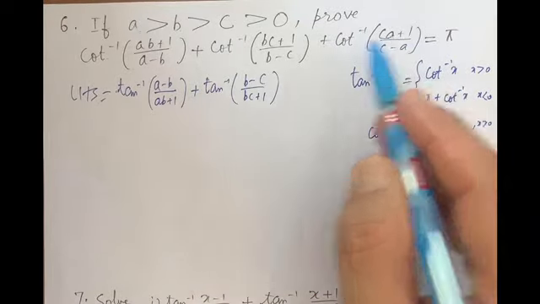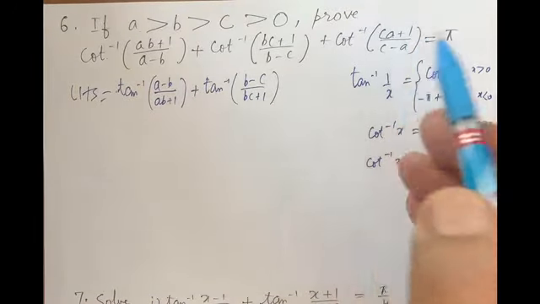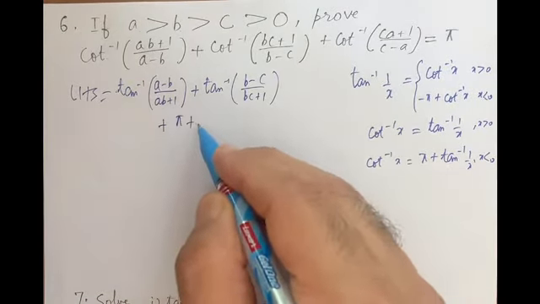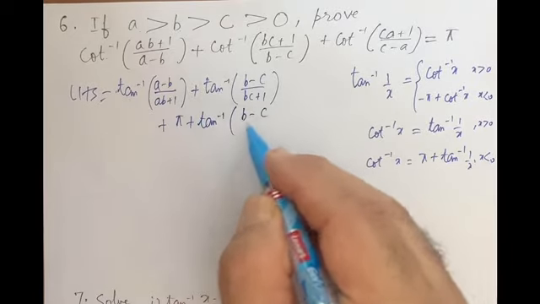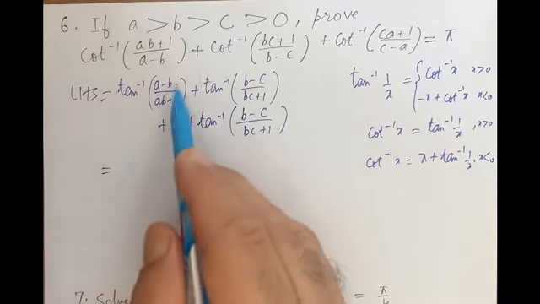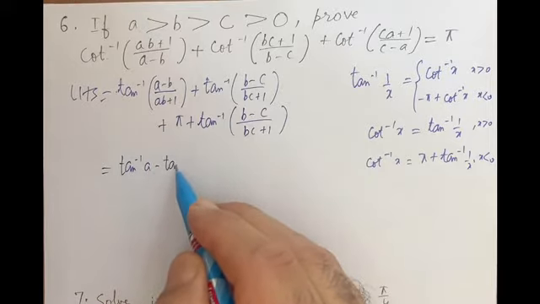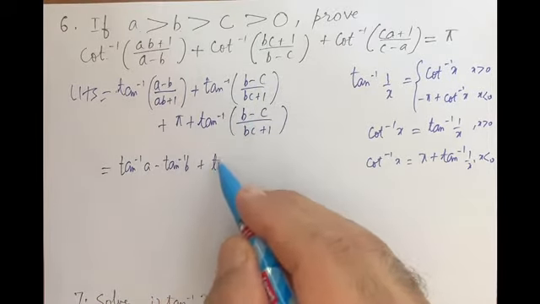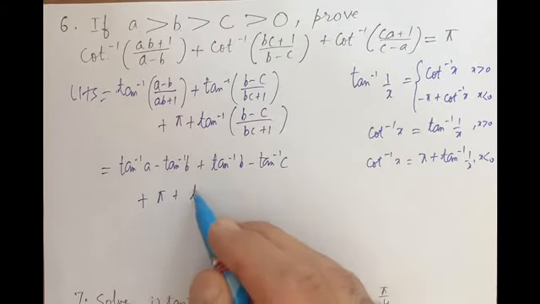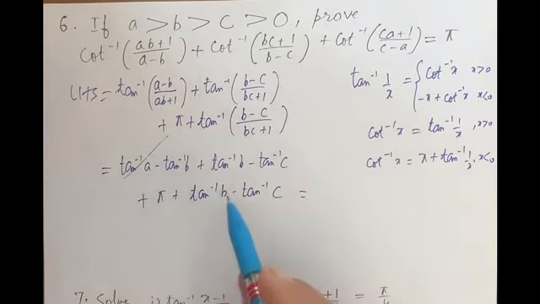And CA is positive, 1 is positive, but C minus A is negative. Therefore, this expression is negative. So we can write pi plus tan inverse of reciprocal, (B minus C) upon (BC plus 1). Now, tan inverse of (A minus B) upon (1 plus AB), this is tan inverse of A minus tan inverse of B. This one is tan inverse of B minus tan inverse of C plus pi plus tan inverse of B minus tan inverse of C. This will cancel out with this.